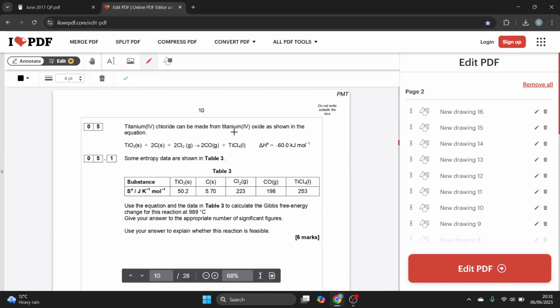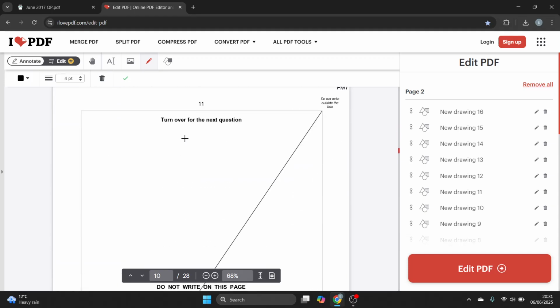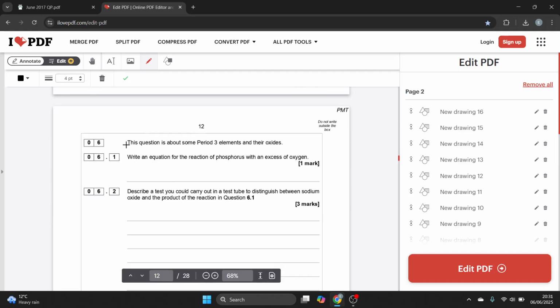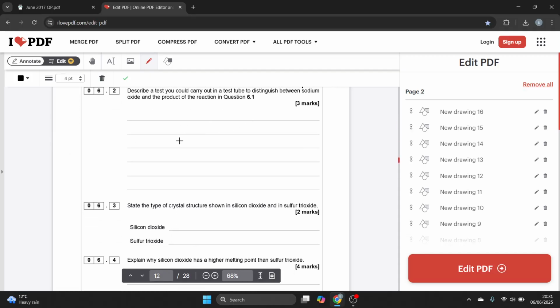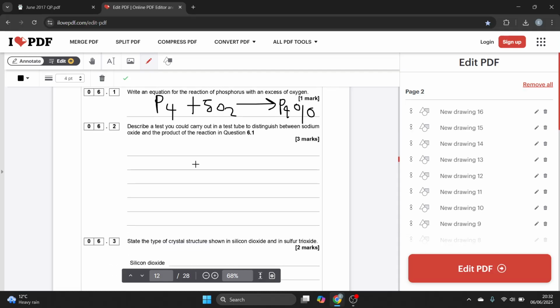Skip 4.3, skip 4.4, skipping 5.1. Okay, question 6. Write an equation for the reaction of phosphorus with excess oxygen. P4 plus 5O2 forms P4O10. Give a test to distinguish between sodium oxide and phosphorus oxide. So, sodium oxide and phosphorus oxide. Well, we can add water.